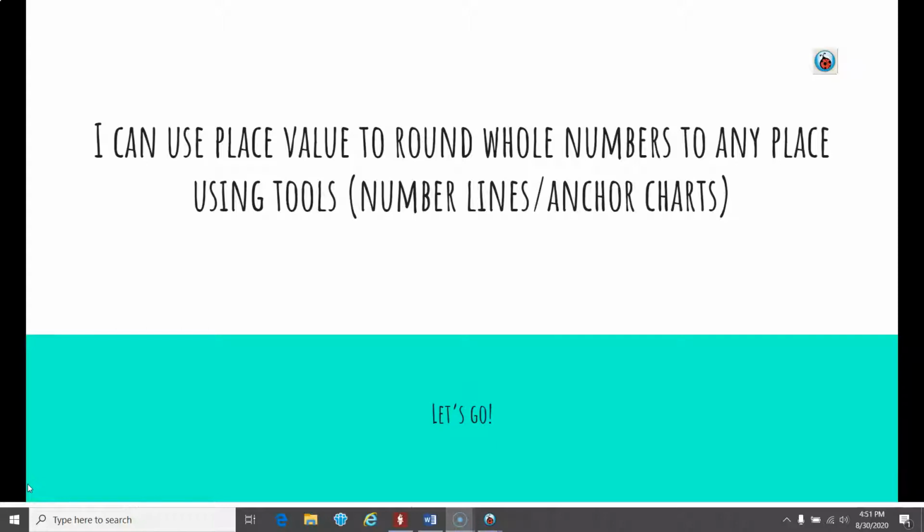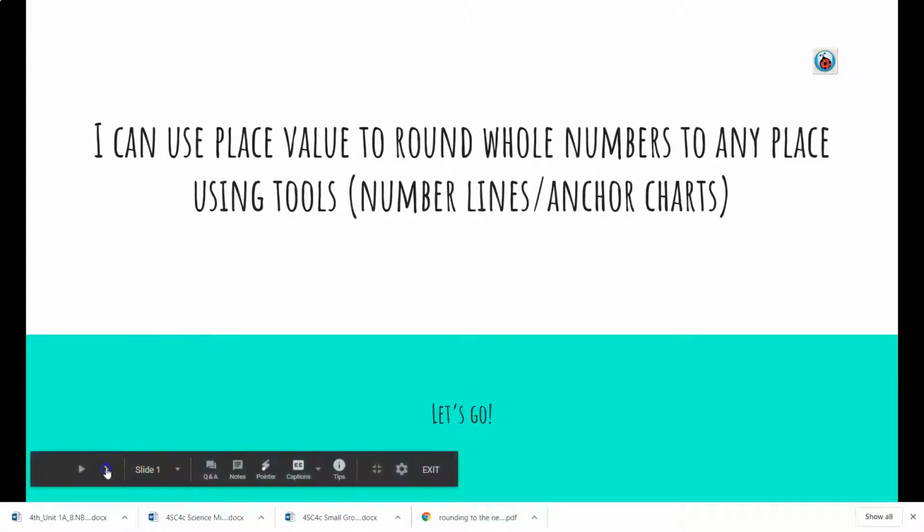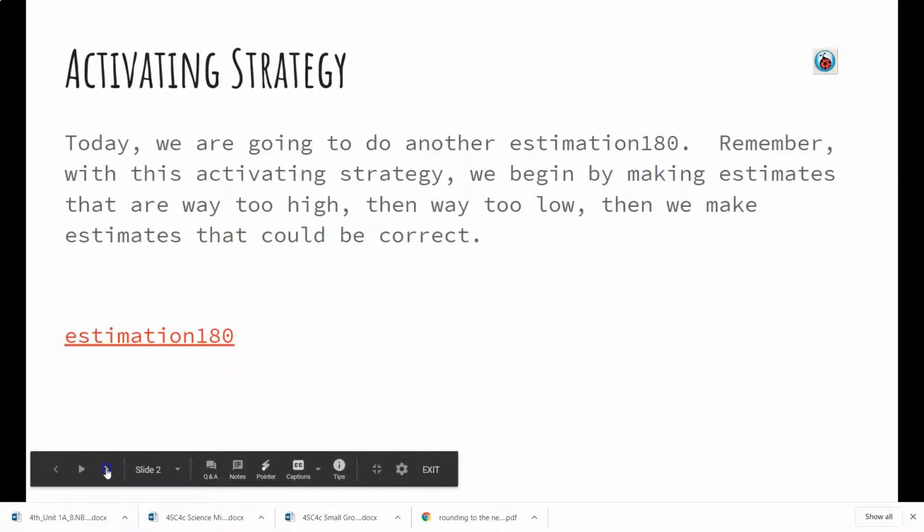So we are continuing working on rounding, which we started yesterday. And our learning target for the week is I can use place value to round whole numbers to any place using tools such as number lines or anchor charts. And today we're going to practice it with number lines. But first, we have another estimation 180 to get our math thinking going today.